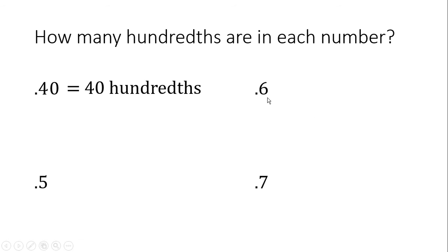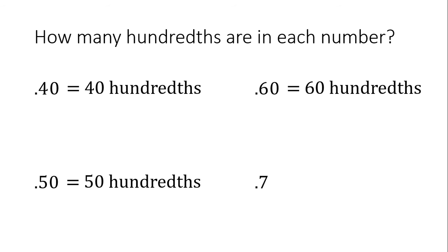Same over here. This means 6 tenths. This would mean 6 tenths and 0 hundredths. Same thing because 0 means nothing. But you can also say this as 60 hundredths. 0.5 is the same as 0.50, which is the same as 50 hundredths. 0.7 is the same as 0.70, which is the same as 70 hundredths. So, if we're comparing tenths and hundredths, it's helpful to be able to turn the tenths into hundredths so that we can compare on the same basis.